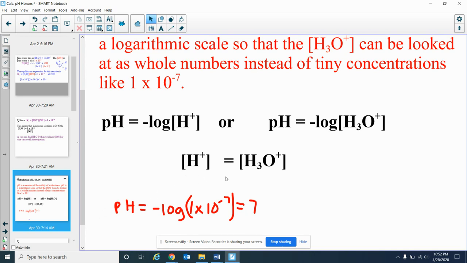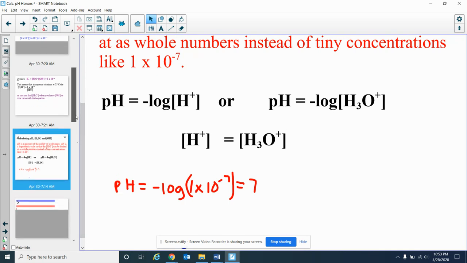Okay, so for example, in pure water, the H3O plus concentration is 1 times 10 to the minus 7. So if we take minus the log of 1 times 10 to the minus 7th, then we get a pH of 7. And that is what pure water has a pH of, 7.